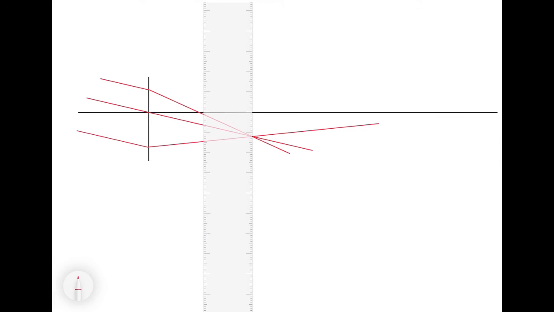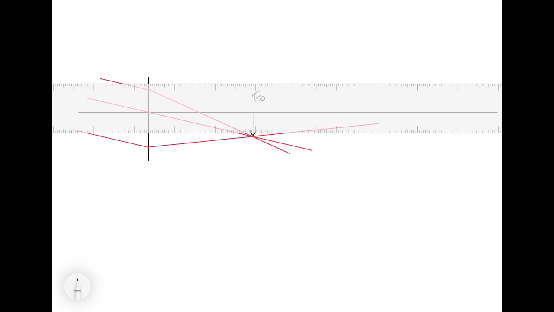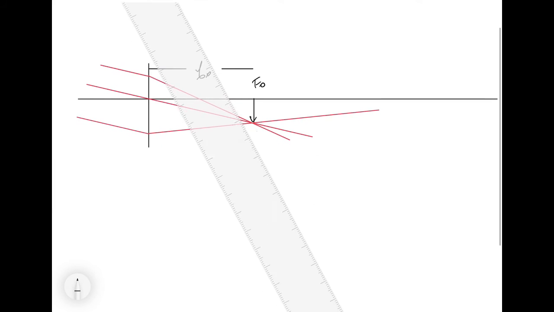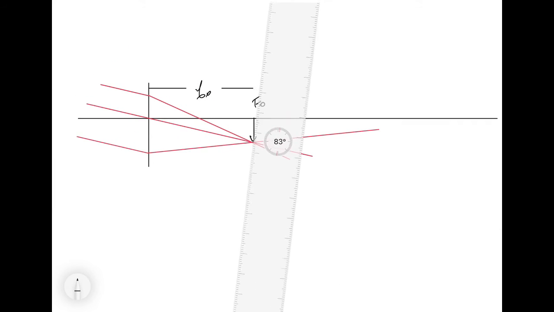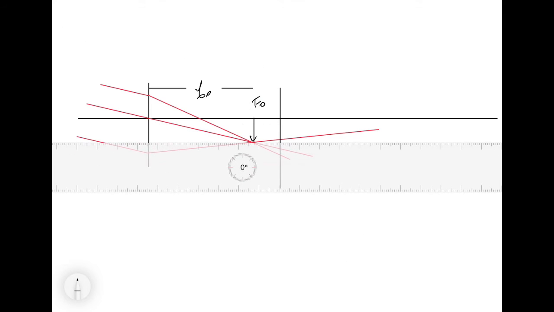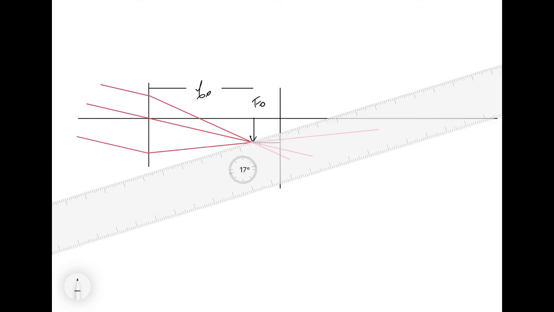So they form your inverted real image here. So this is the focus of your objective, and this distance is the focal length of the objective. Now the second lens, which is the eyepiece, is placed here such that this one, say, is a ray of light parallel to the principal axis. So let's say it passes through the focus.